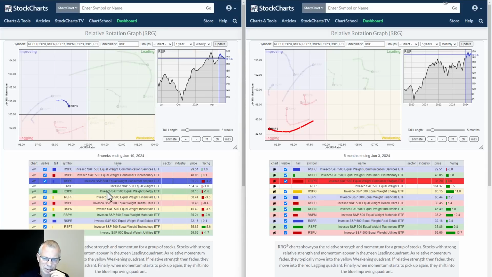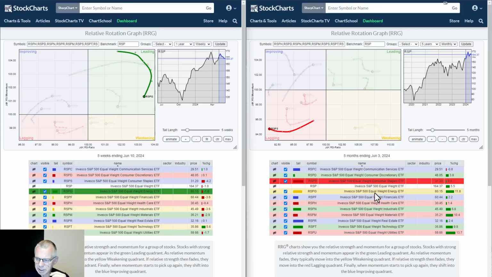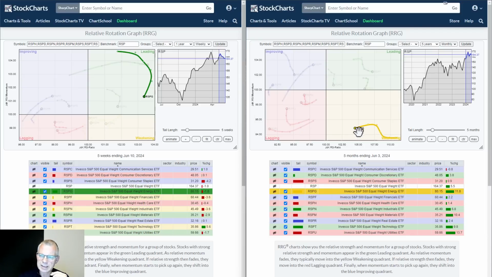We go to energy. That is, I'm going to say dark orange because the monthly is rotating out of favor, and you can see that the weekly rolled over and is now starting to accelerate lower. It's not super negative yet.